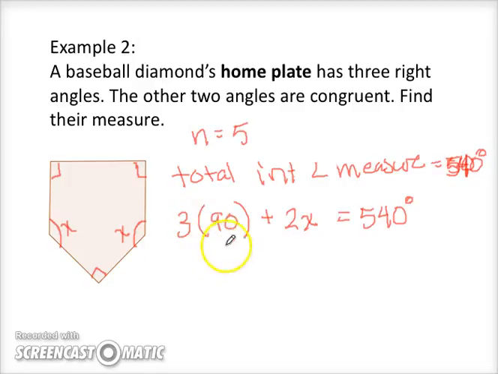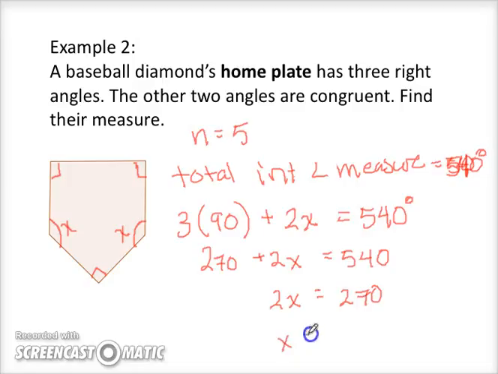So now we can do some algebra. 3 times 90 degrees is 270, plus 2x equals 540. Subtracting 270 from both sides, 2x equals 270. x equals 135 degrees. And I actually made this diagram, so it's believable that x could be about 135 degrees.